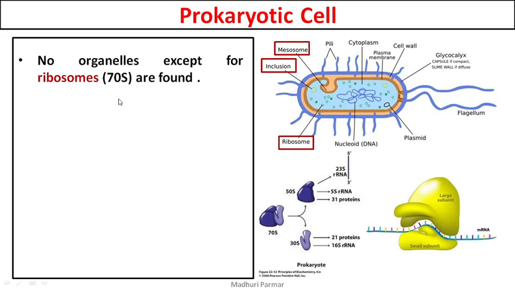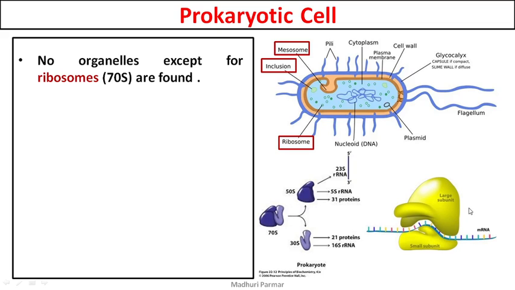Prokaryotic cells do not have any organelles except ribosomes. The only organelles you find in a prokaryotic cytoplasm are ribosomes. Ribosomes are nucleoproteins. Nucleoproteins means it has RNA as well as proteins. You can see here this is the larger subunit. It is made up of two subunits. Subunit is part. So it has a larger part, which is the larger subunit, and a smaller subunit.